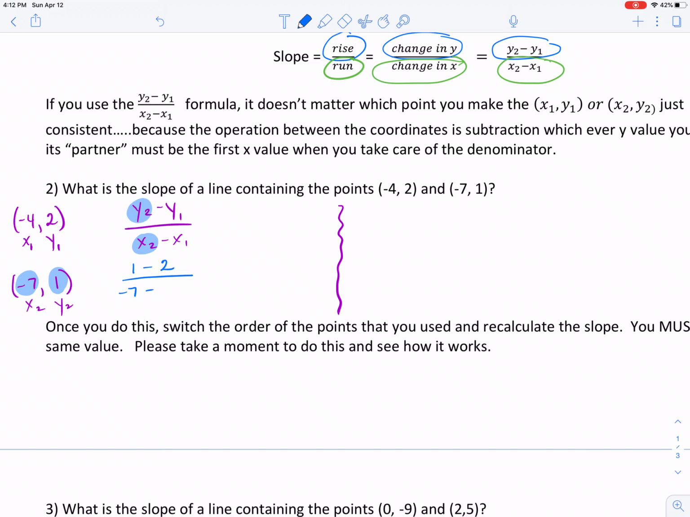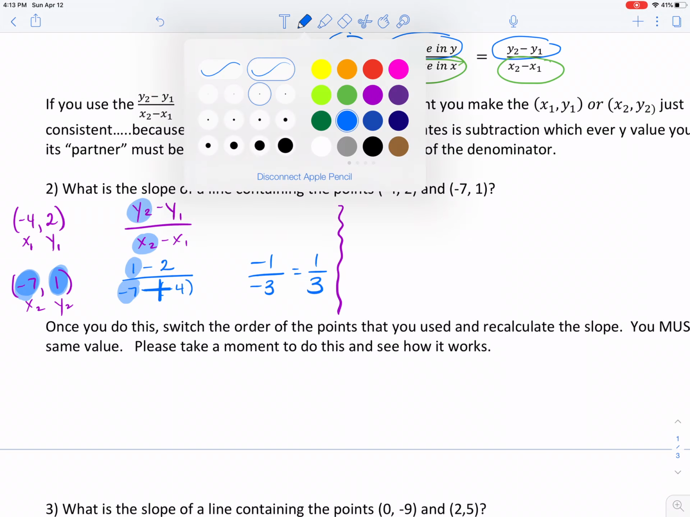So whenever you have a negative coordinate second, you're going to have the double negative, because you're subtracting -4. Some people like to just go straight to the minus minus, making it a plus. So we have 1 minus 2, which is -1, and -7 plus 4, which is -3. A negative divided by a negative is going to give you a positive. So again, both the top and bottom started with the coordinates of x2, y2. Whichever point you start with on top, you have to start with on bottom.